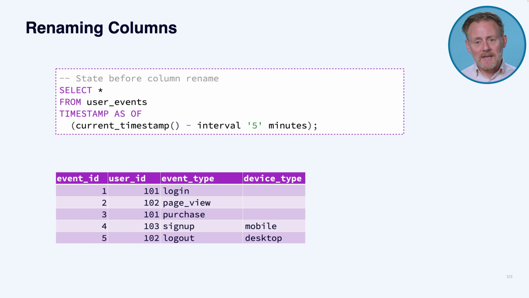And just like before, in the history, if we look back in time, the old name is preserved. If we travel back to before the rename, it's still called event type back then. It's not called action category like it is now. Add columns, drop columns, rename, whatever, we keep the history intact.